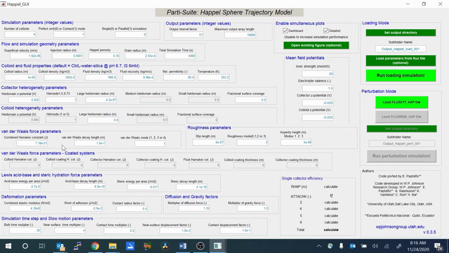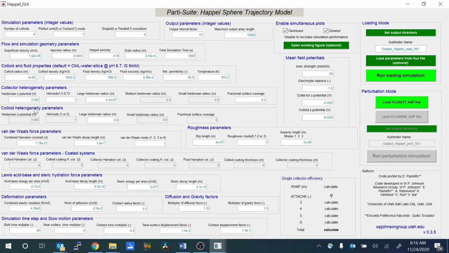The collector heterogeneity parameter, I'm going to set at 450 nanometers for the radius of the heterodomains on the collector. I'm just going to have one size, and they're going to be charged positive 25. I'm not going to put colloid heterogeneity on here. I'm going to keep it simple for now.